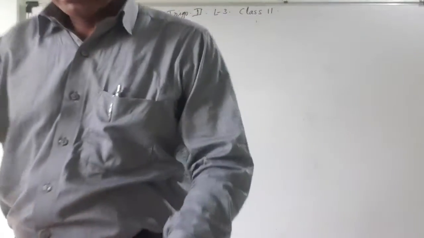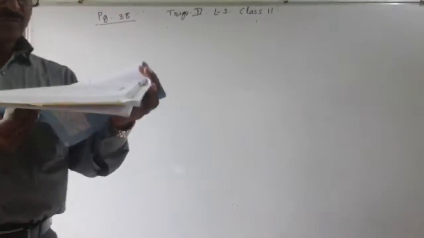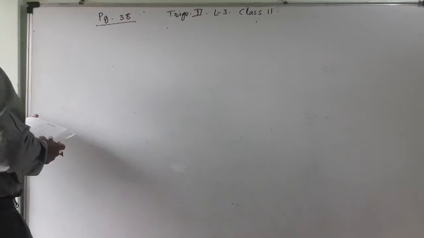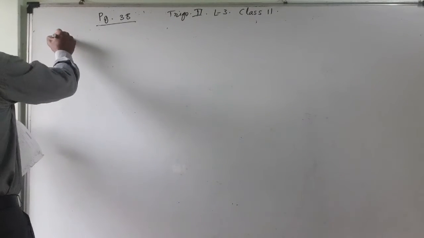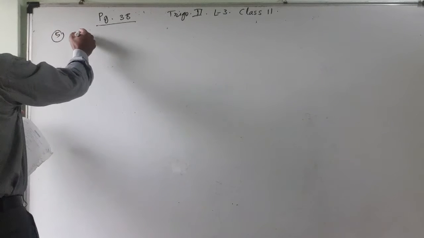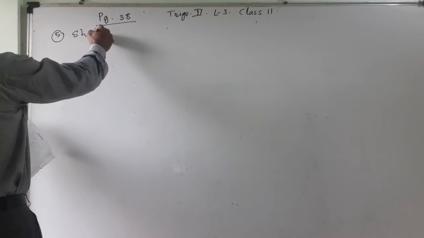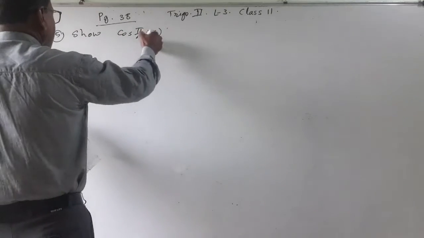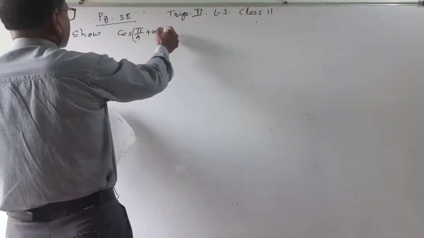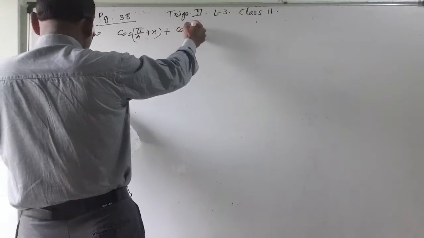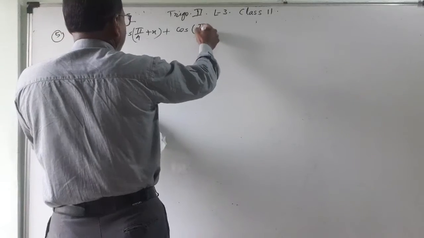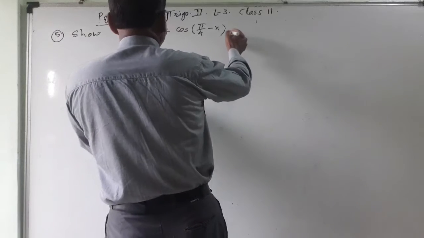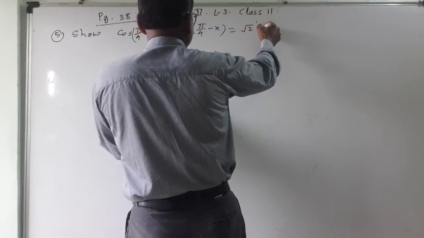Now on the same page there is another question which I feel is a good question. Fifth example. Show that cos of pi by 4 plus x plus cos of pi by 4 minus x is equal to root 2 cos of x.